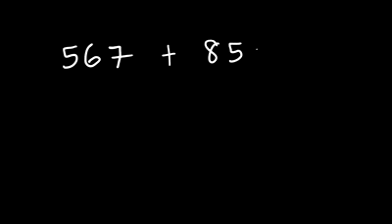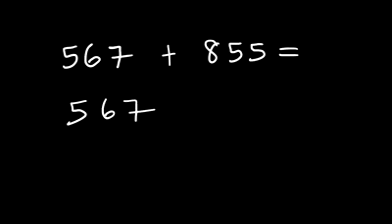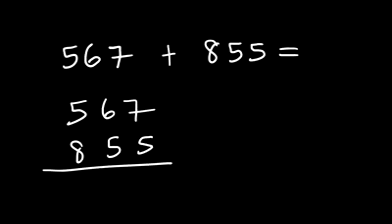And let's try one more example. 567 plus 855. Feel free to pause the video and work on this example. 5 plus 7 is 12. Carry over the 1. 1 plus 6 is 7. 7 plus 5 is 12. Carry over the other one. 1 plus 5 is 6. 6 plus 8 is 14. So 567 plus 855 is 1422.